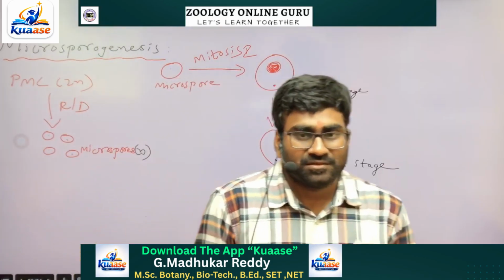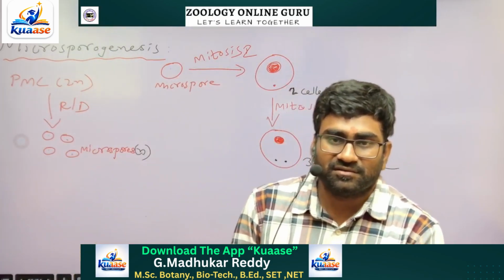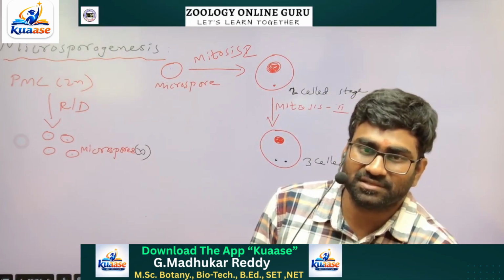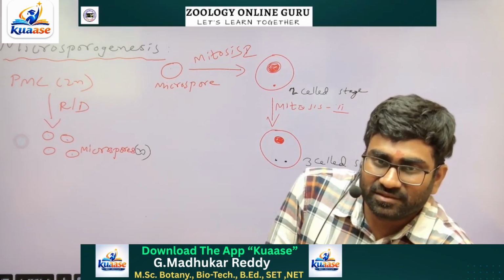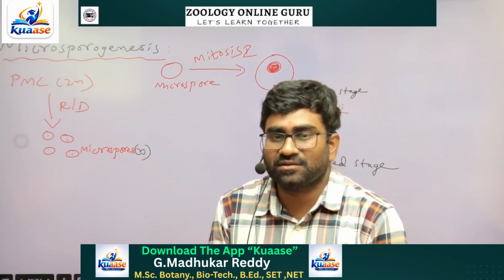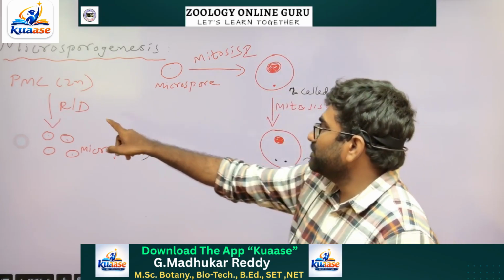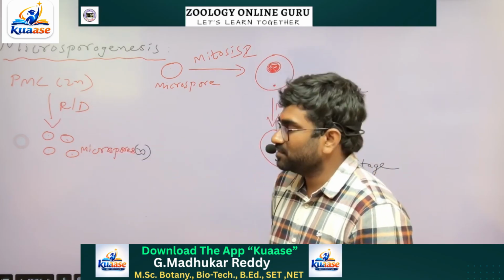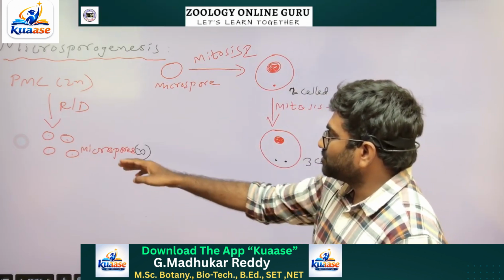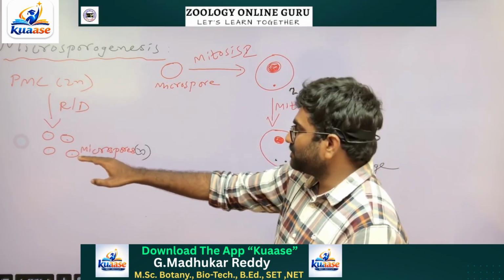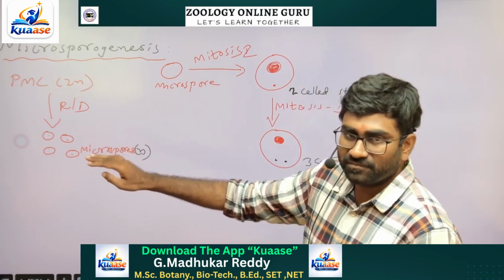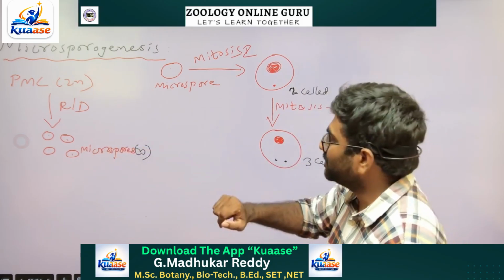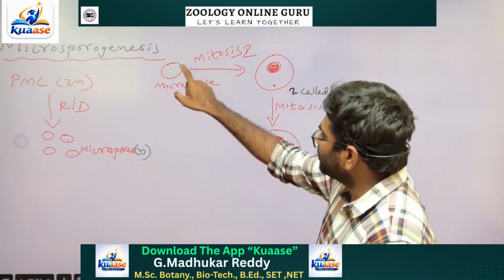Microsporogenesis. So microsporogenesis is nothing but formation of microspores from the microspore mother cell. As the anther develops, each sporogenous cell undergoes meiotic division, that is a reduction division, to produce microspores. So all the microspores are functional in nature. Each microspore can give rise to a male gametophyte which carries a male gamete.